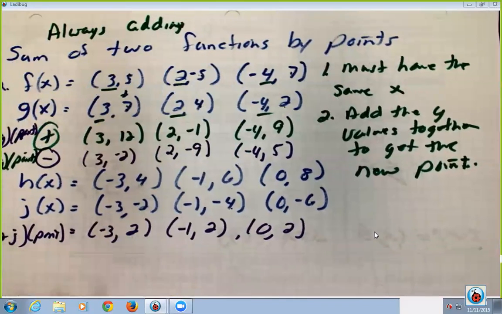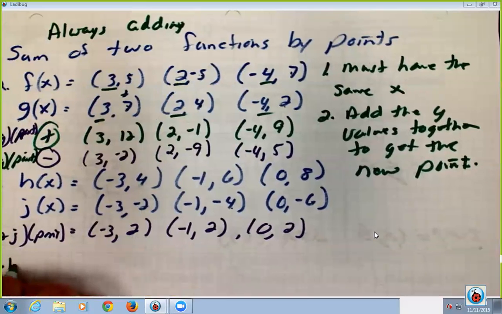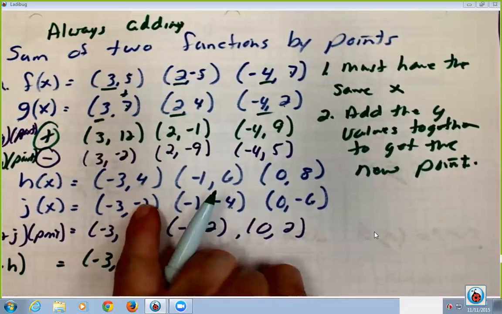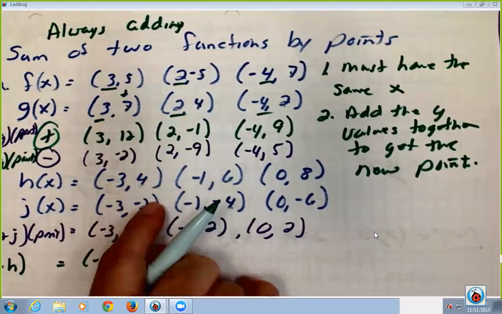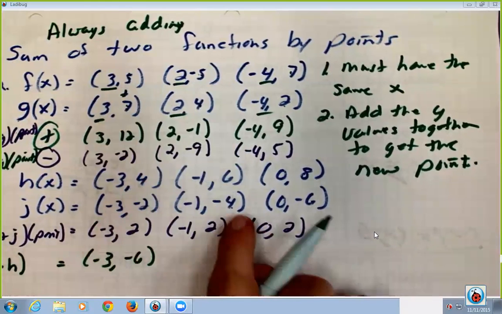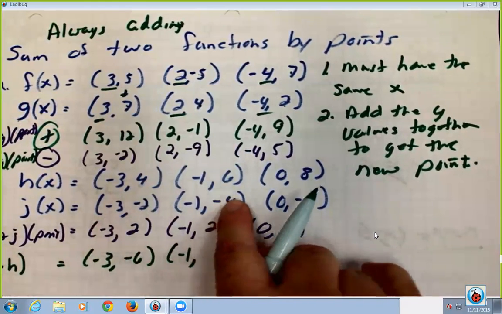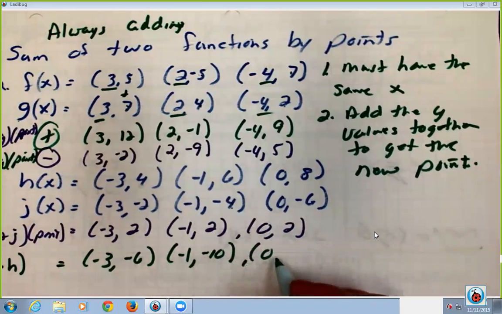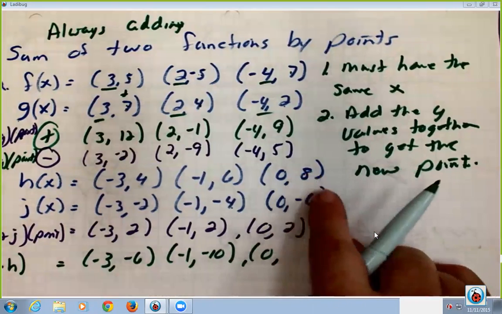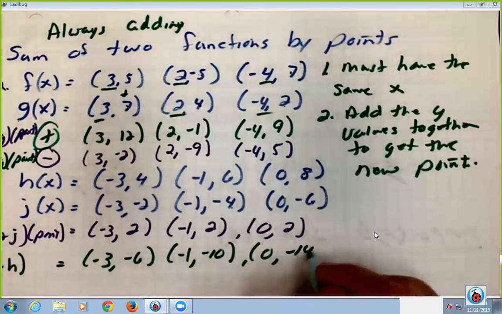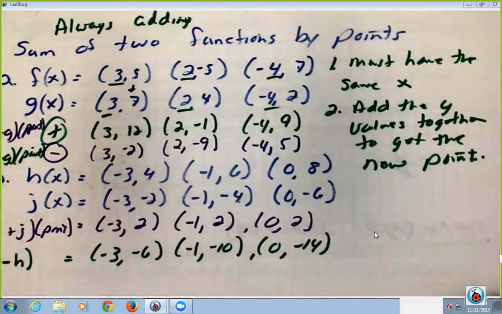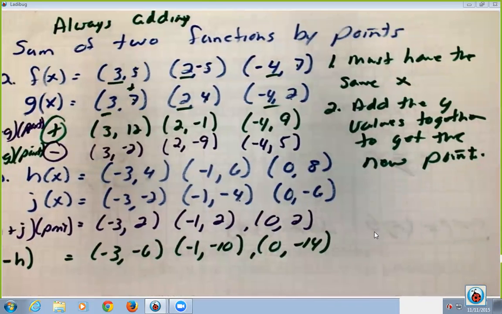So then, if we change this up a little bit, and we go j minus h, I have to be careful because it's going the opposite direction in here. So in this one, at a negative 3, a negative 2 minus 4, or a negative 2 plus a negative 4, is a negative 6. Negative 4 minus 6 is a negative 10. And last of all, at 0, a negative 6 minus 8, or negative 6 plus a negative 8, is a negative 14. So they come out looking completely different if you're adding or subtracting. So pay attention if you get one of these and watch what points come up and whether you're adding or subtracting with them.